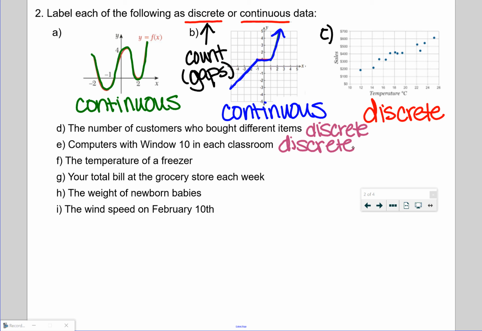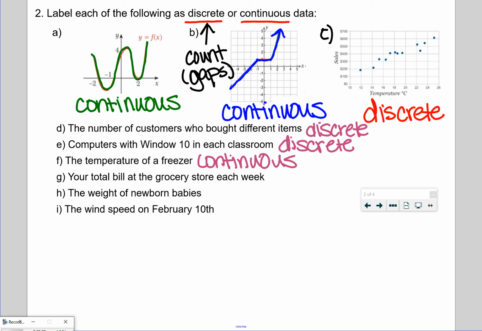Okay. Next, the temperature of a freezer. Is temperature something you can count? No. Could I have partial temperatures? Could my temperature be 37.5 degrees? Absolutely. So we say that this is continuous. Again, not something that I can count.